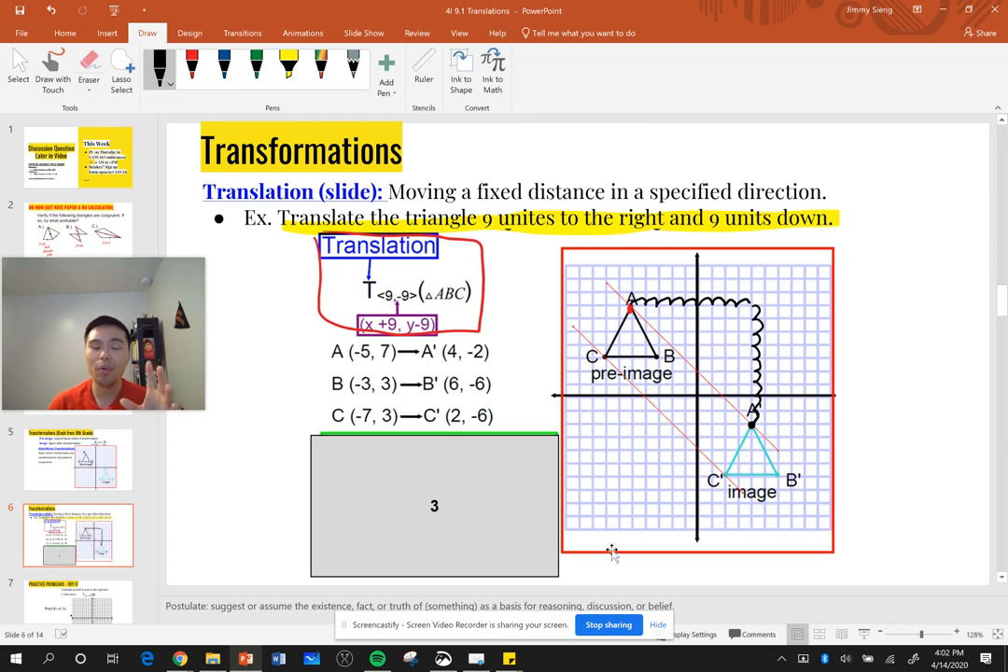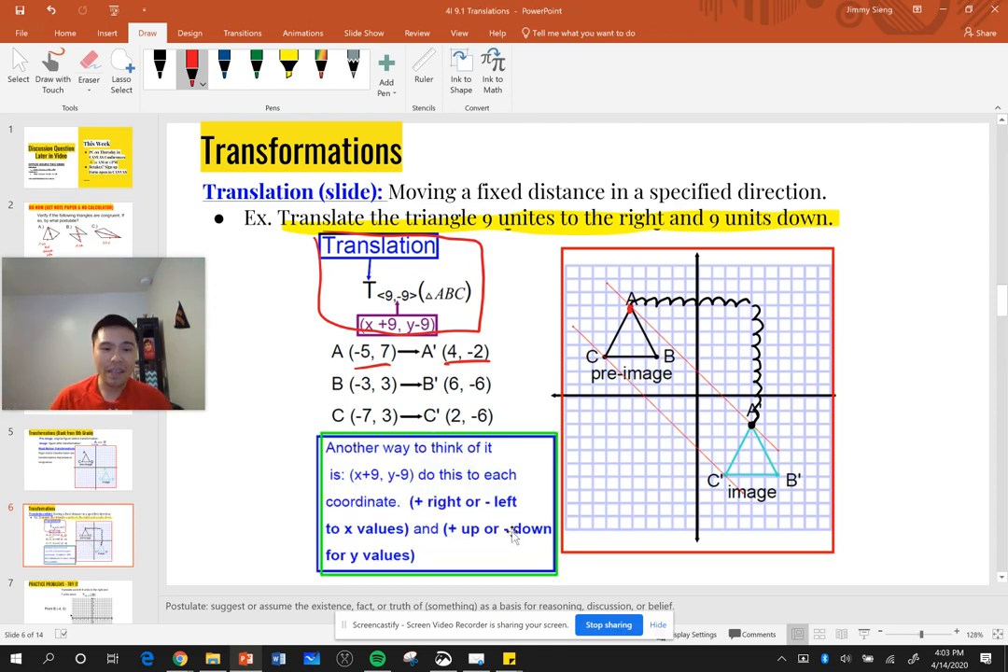Second part is, those are the points that are going on here. Notice how at point A, I'm at -5, 7. And then I go to the right 9 and I go down 9. I end up at 4, -2, okay? And then that goes with B and C because this is also what we call a rigid motion transformation, okay? Everything's moving along with each other. It's just like that Pikachu. Everything moves together. So another way of thinking of it is we could say your x first is x plus 9, and then your y second, y minus 9.